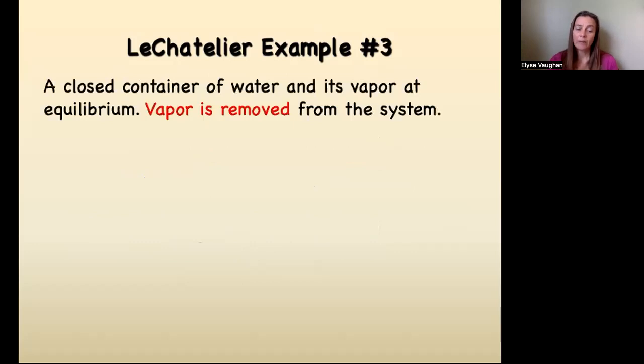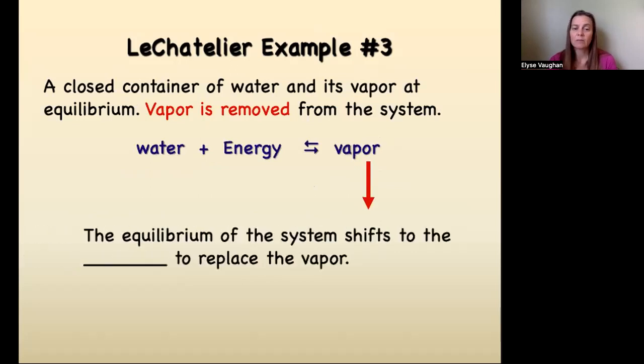Okay, so now again, we're going to be looking at changing concentration, but we're going to do it this time by removing something. So again, we have our closed container. It has water and water vapor. We're at equilibrium. If I apply a vacuum and remove some of the vapor from that system, the system is going to shift to the right to replace the vapor that was removed. So if we remove something, then the equilibrium is going to shift to the side where that substance is found.